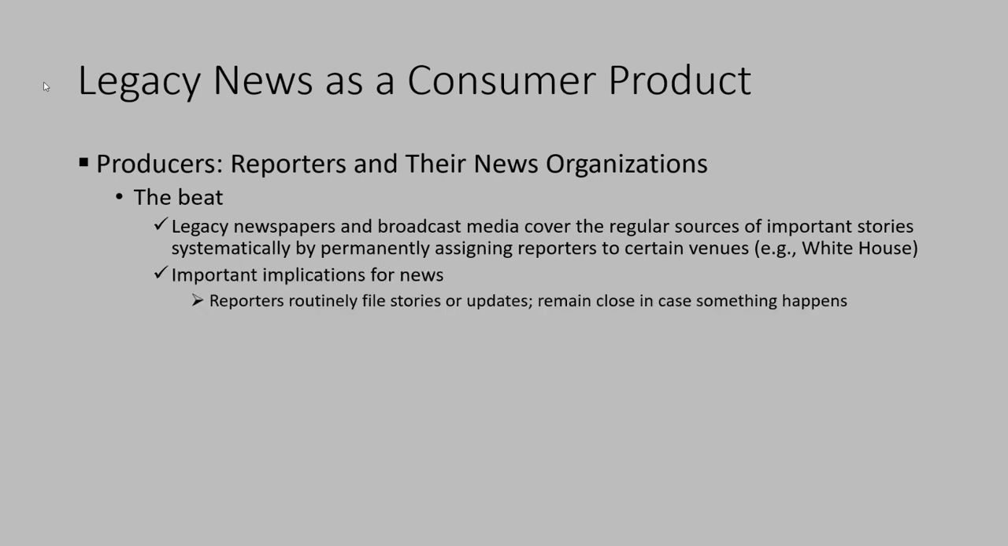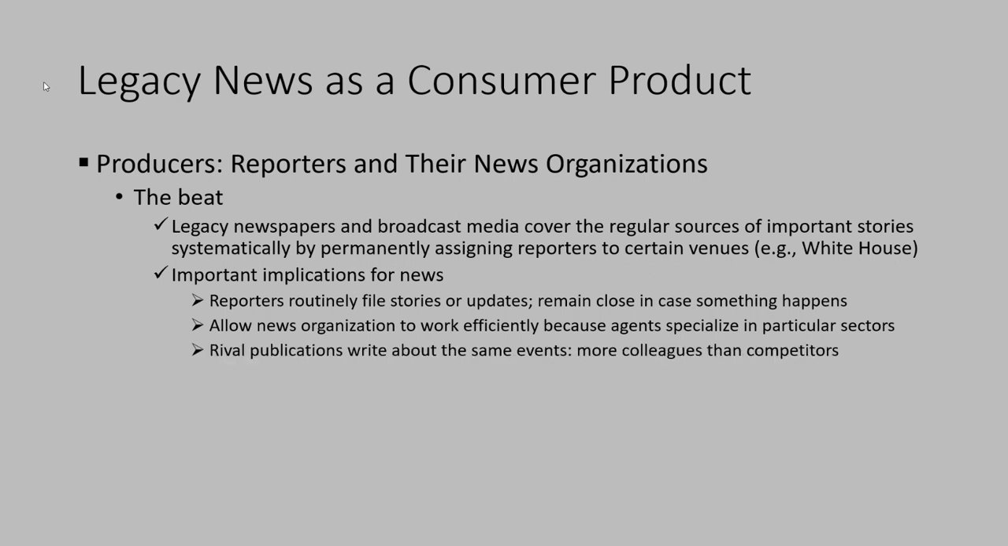Important implications for news. Reporters routinely file stories or updates, and remain close in case something happens, of course. I've seen this before. When I did watch TV, and when you watch some of these YouTube clips, you'll see reporters out there by the White House. Typically they're waiting there for the latest developments to occur so that they can report on them. That's their work. This allows a news organization to work efficiently because agents specialize in particular sectors. Rival publications write about the same events. Now, the author of the text I wrote this from indicates they're more colleagues than competitors. I don't know about that, because they're all businesses and you want to get the story out first. That sounds to me like you're a competitor with all the other outlets, but that's just me thinking out loud here.